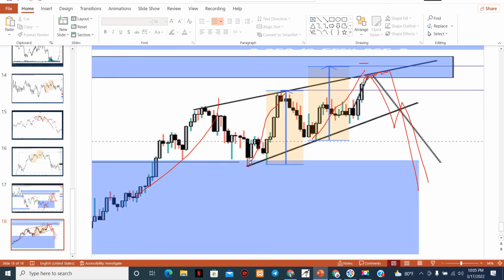I'm going to continue with how to trade them, how to actually apply this in the smart money concept.